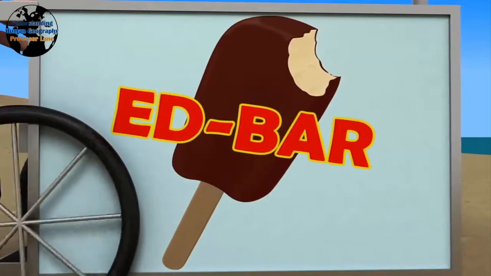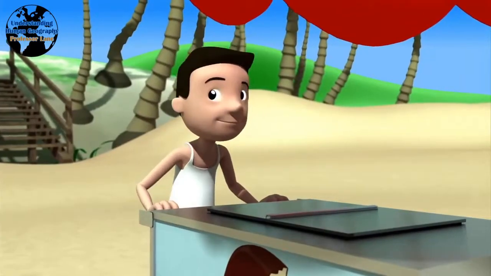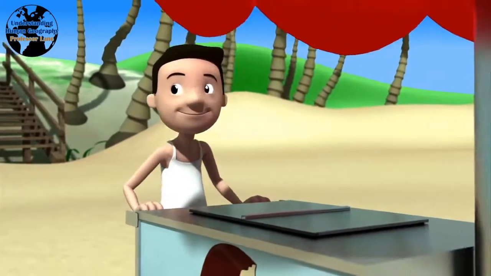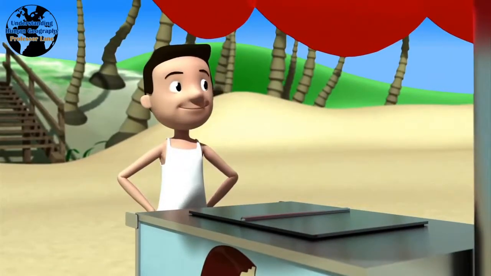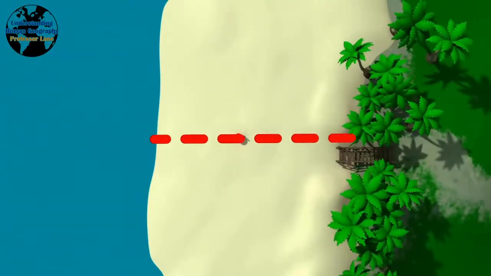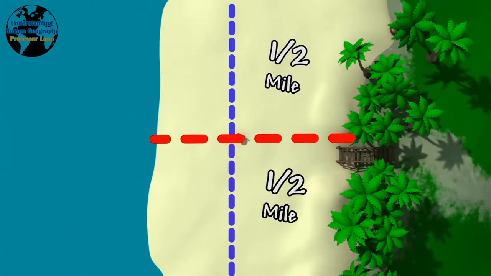Imagine that you sell ice cream at the beach. Your beach is 1 mile long and you have no competition. Where would you place your cart in order to sell the most product? In the middle. The 1/2 mile walk may be too far for some people at each end of the beach, but your cart serves as many people as possible.